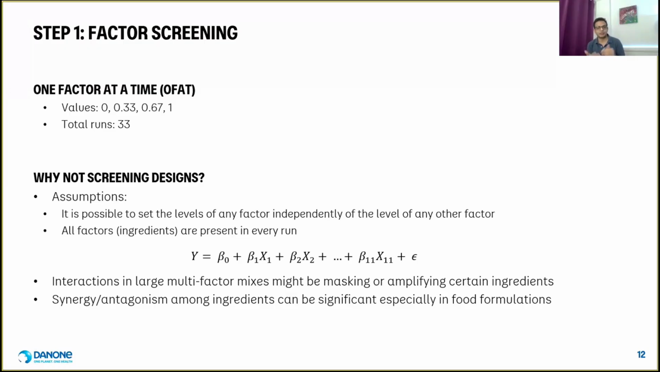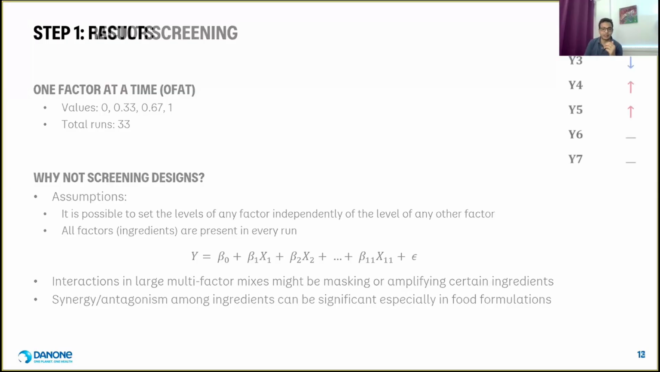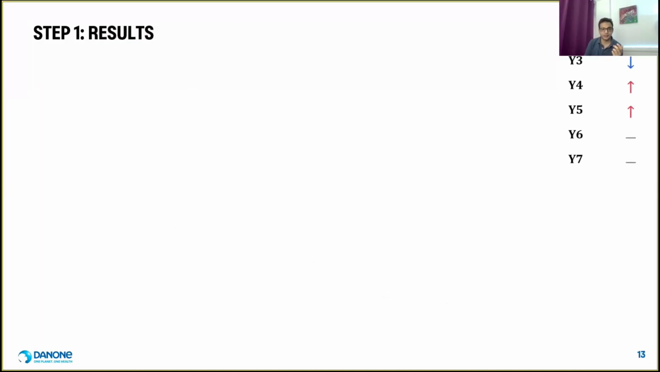And based on that, we did a total of 33 runs. And of course, we have our replicates. But throughout this presentation, when I focus on the treatments or runs, I'm not including replicates in there. So in this case, we have 33 individual unique runs. Once we performed those lab trials, we built a correlation matrix based on our desirability of each response.